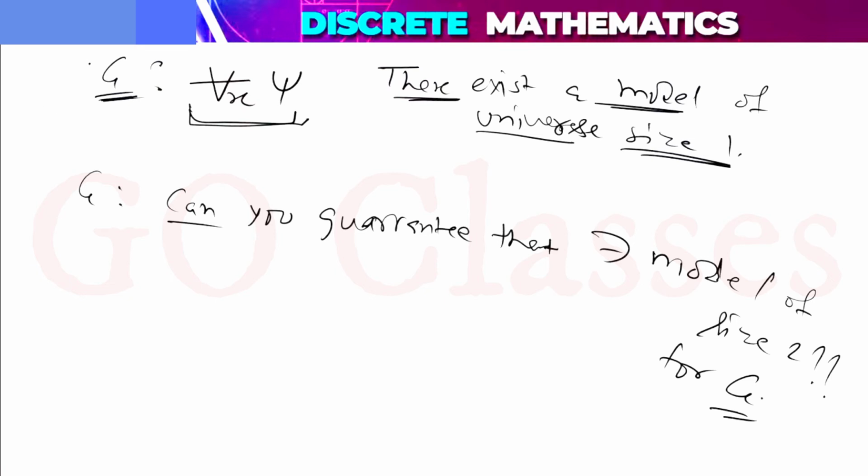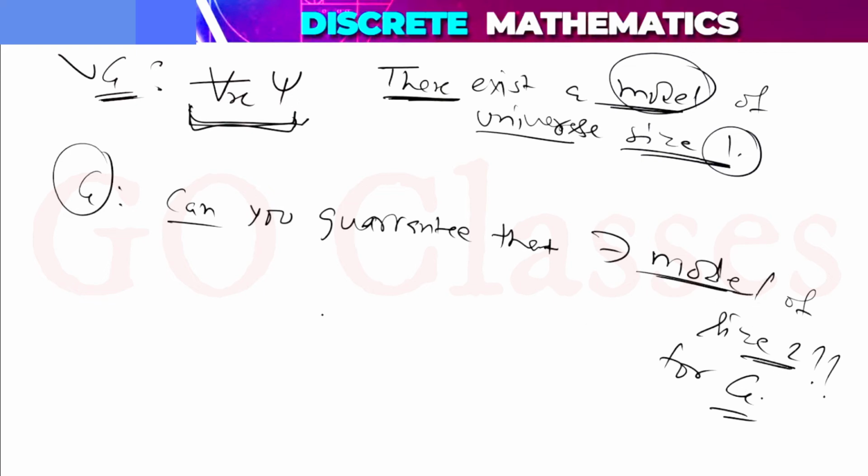Did you get the question? The question is very easy. The formula G is given to you, and it is said that there exists a model, meaning there is an environment in which the domain is of size 1, in which this formula is true. Now can you guarantee that there exists a model of size 2? So just think about it. I will give you the answer right now.